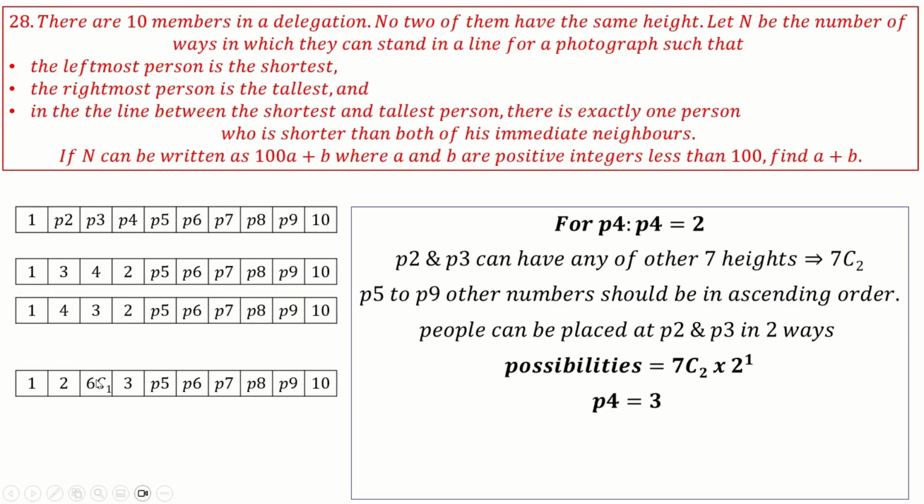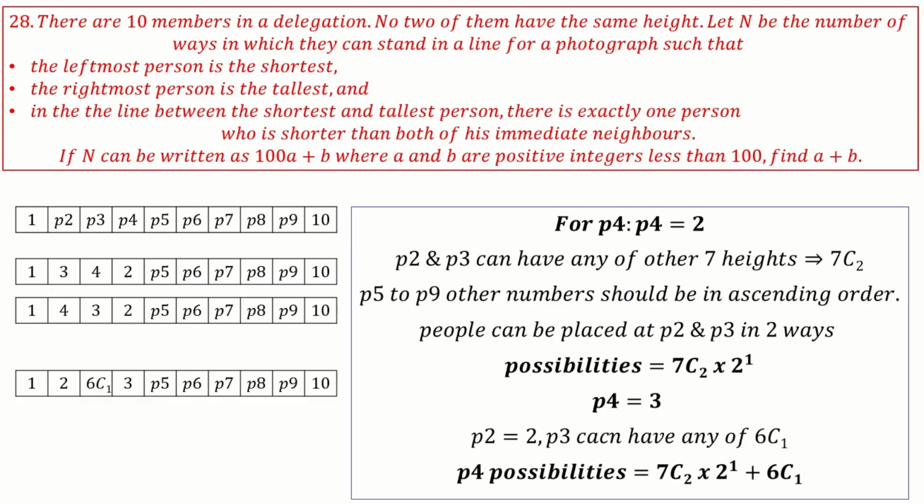So the only possibility is the other 6 people. P4, P5, P6 or 4, 5, 6, 7, 8, 9, other 6 people can come here. That is 6C1 ways only they can come here. And 2 has to be here. There is no other way. Okay, so this is for position 4. If you keep a person with height 3, then 6C1 ways are possible. So now the total number of ways at position 4 is 7C2 into 2 to the power of 1 plus 6C1.